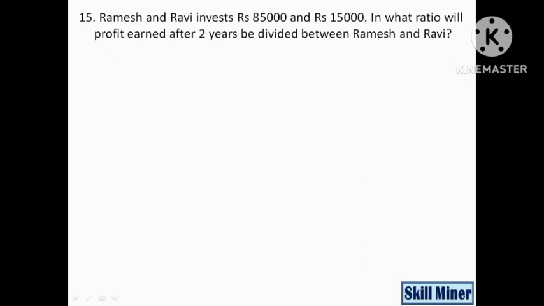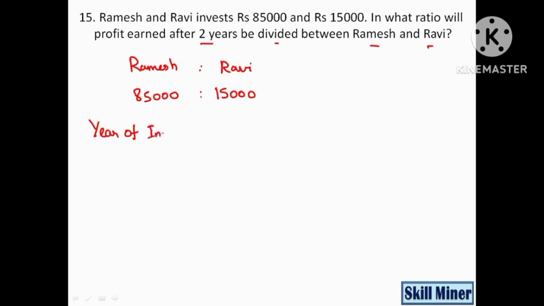Ramesh and Ravi invest rupees 85,000 and 15,000. Ramesh and Ravi are investing 85,000 rupees and 15,000 rupees. In what ratio will the profit earned after 2 years be divided between Ramesh and Ravi? The year of investment is 2 years for both Ramesh and Ravi.